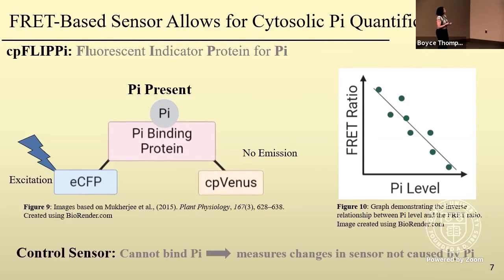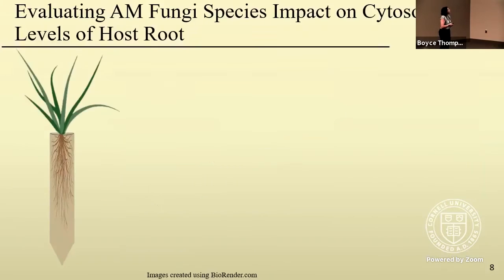And to really confirm and make sure that the phosphate level is what is causing this change, we also have a control sensor that cannot bind phosphate. So we can see how the FRET ratio may change non-specifically due to things like pH or other environmental conditions in the cell, so that we can really make sure with our phosphate sensor that the relationship we are seeing is due to changes in phosphate concentration.